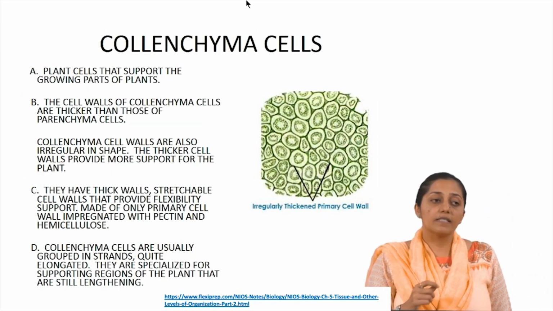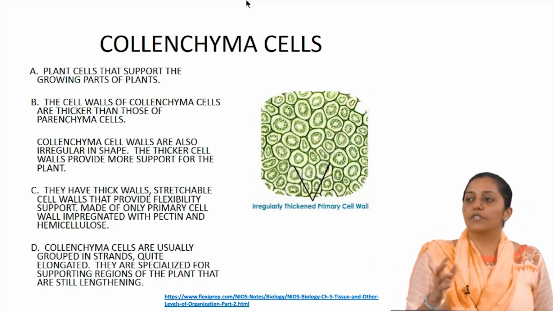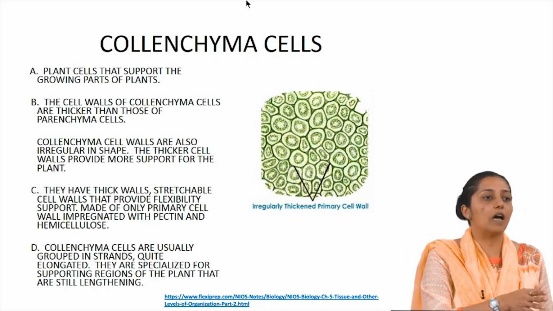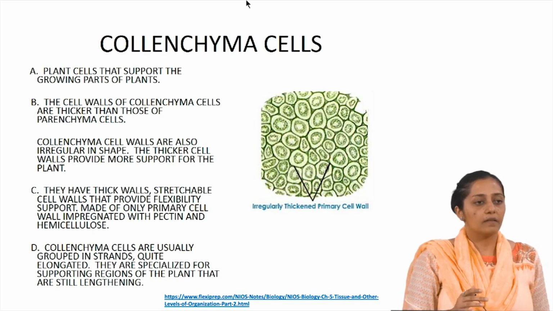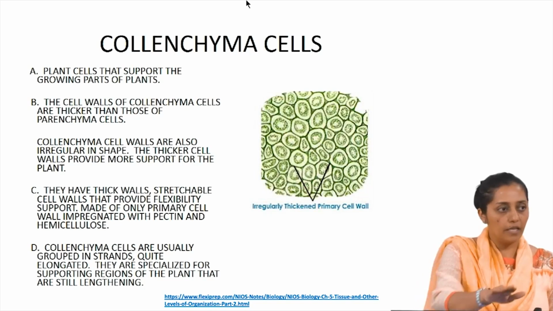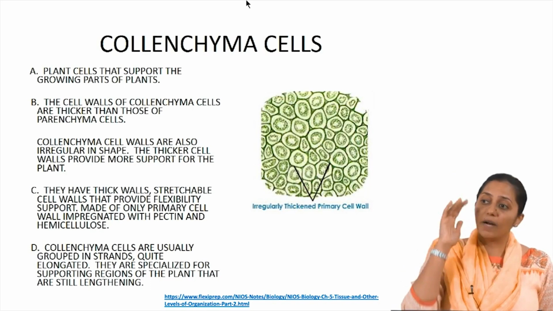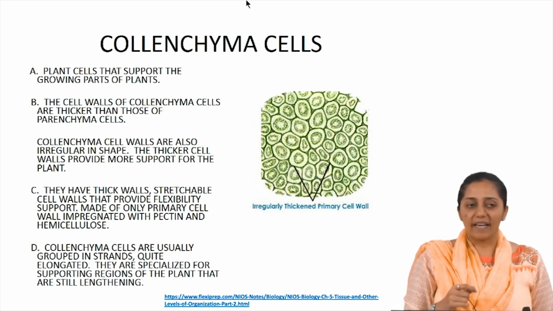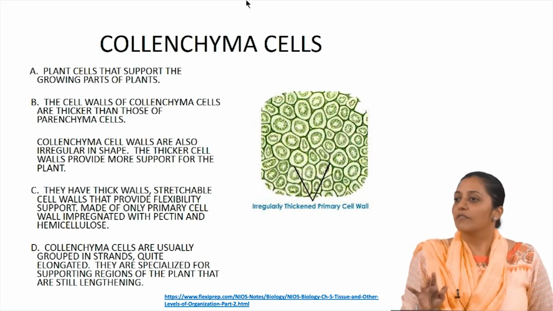Collenchyma cells, here the cell wall thickens. Collenchyma cells are layered cells, and they become a little more specialized. The role of these cells now is to support. You will find them in regions where the growth is still happening, which means the root which is still elongating, or the stem which is still elongating, in the growing parts of the plant, so they are more elongated cells. Although they are less flexible than parenchyma, the cell wall is still flexible.